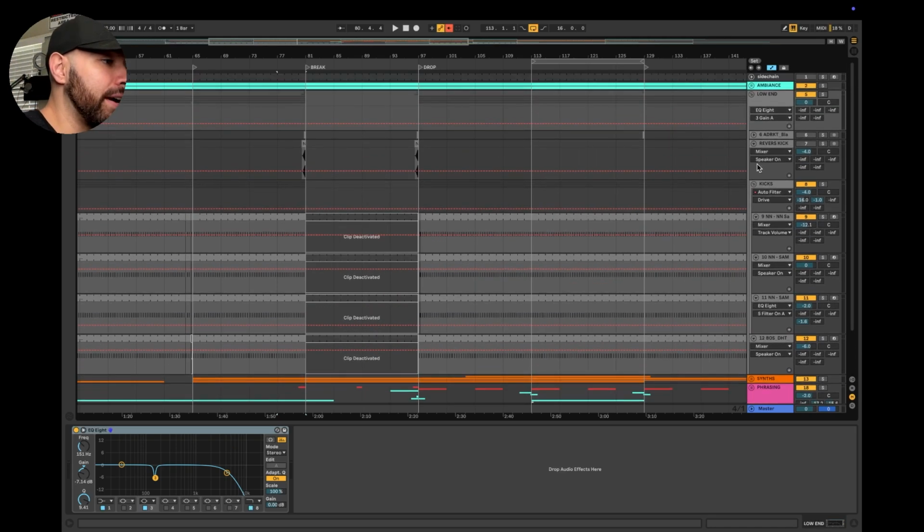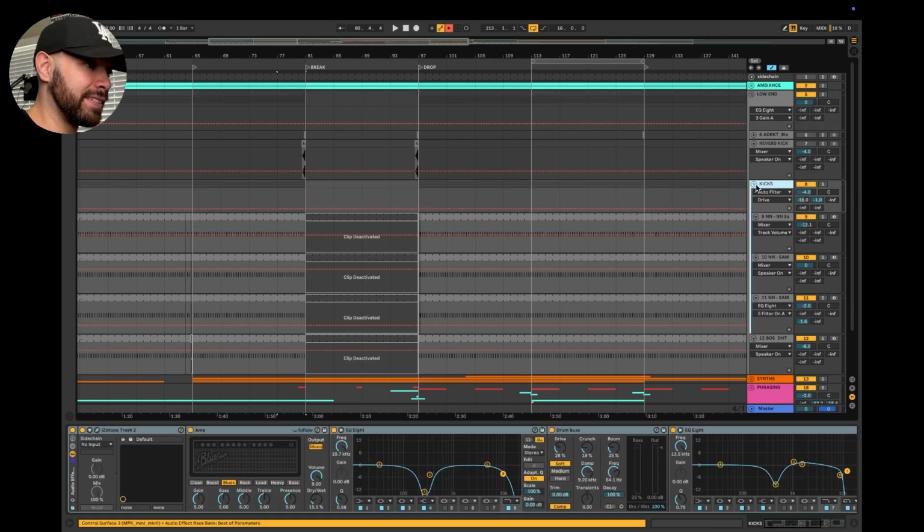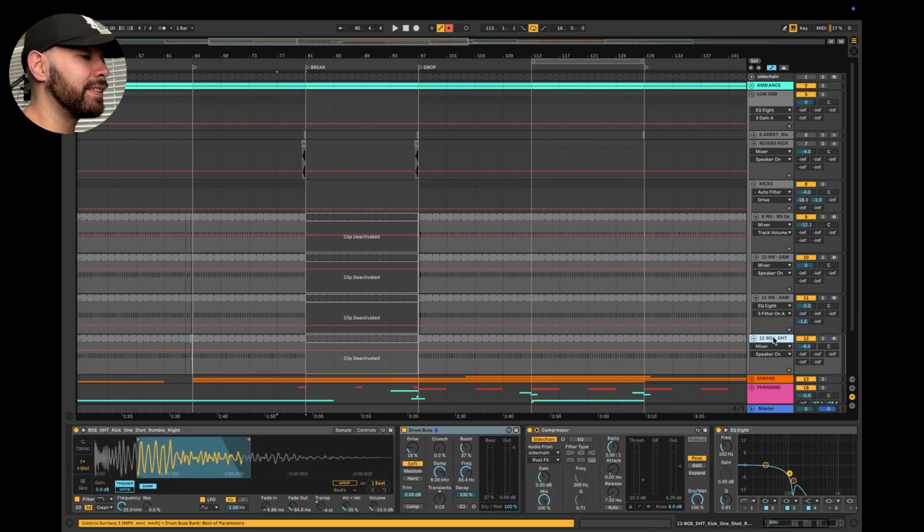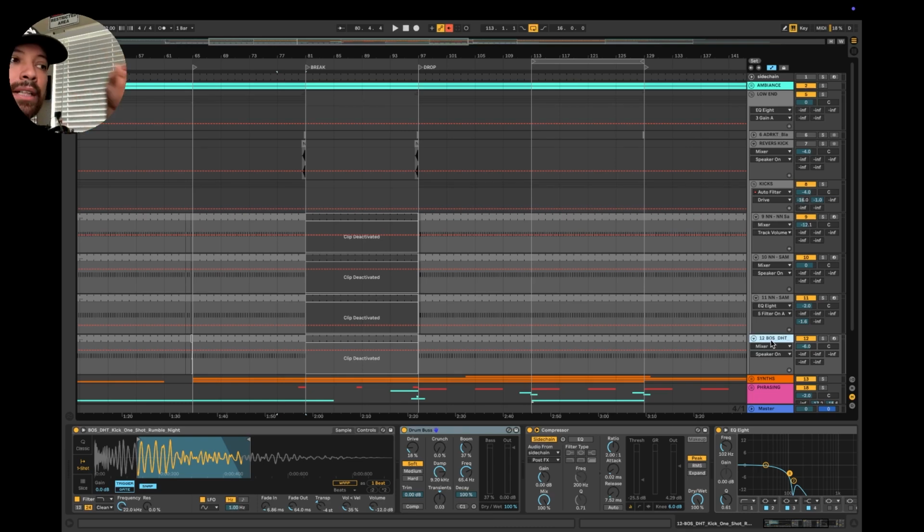In my low end here, I have a couple groups. So first off, if you see this here, the kicks, there are 3 kicks layered that make up the overall kick. And then down here, this is the sub. Now the kick and the sub are separate, but they are grouped together in a second group.